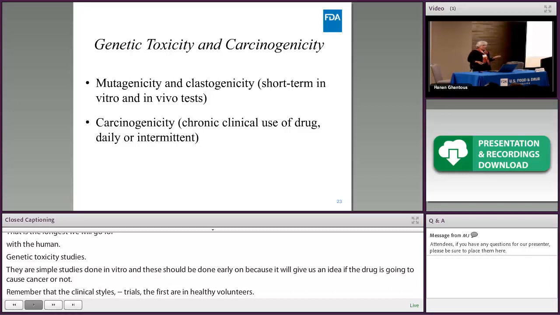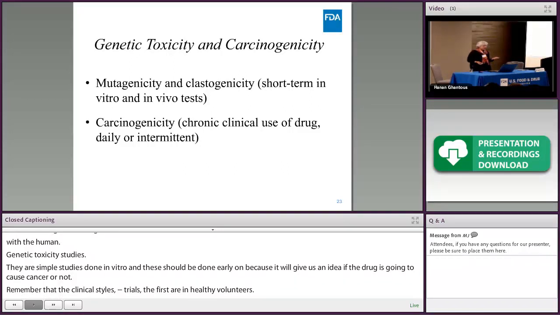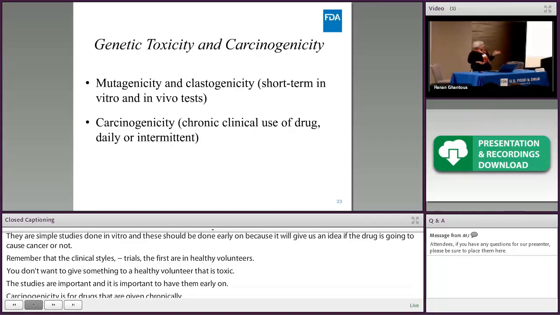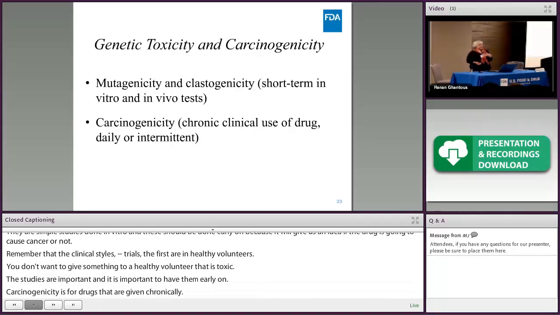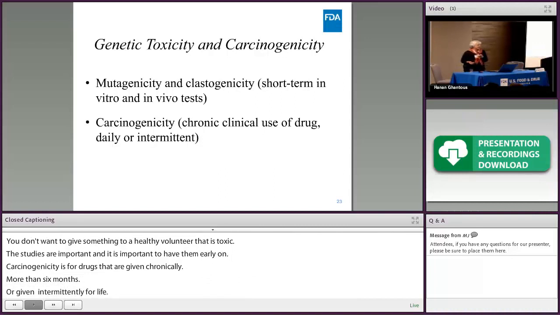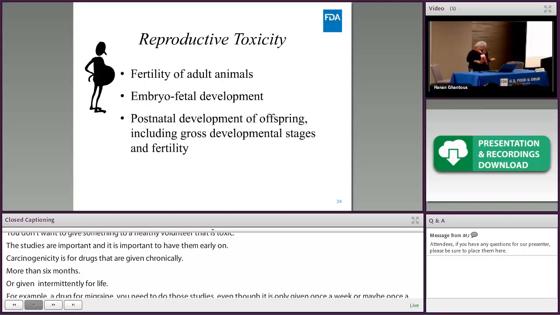Carcinogenicity is done for drugs that are given chronically, more than 6 months, or given intermittently for life. For example, a drug for migraine, you need to do carcinogenicity studies, even though it's given maybe once a week or maybe once a month, because it's going to be given for a long, long time. And those studies are usually 2 studies in rats and mice.